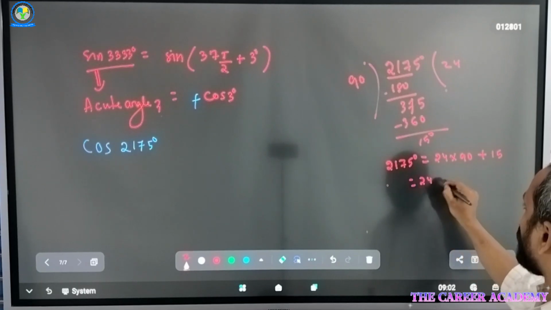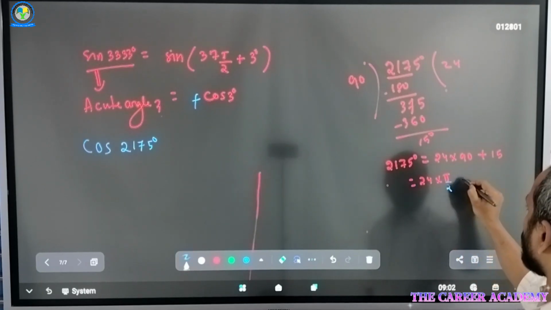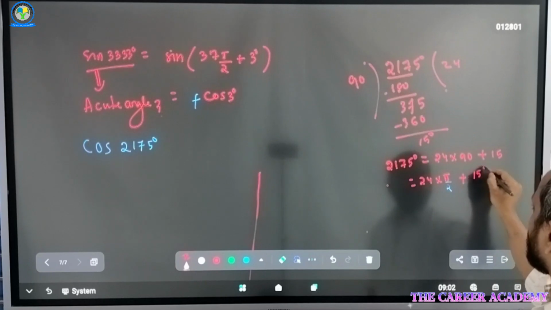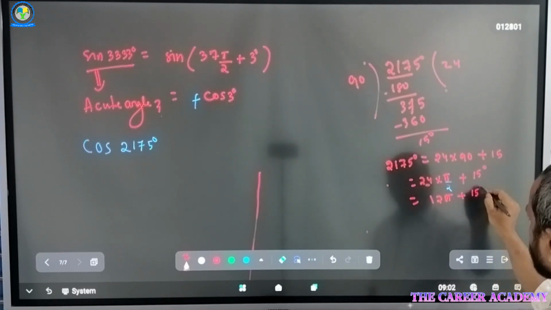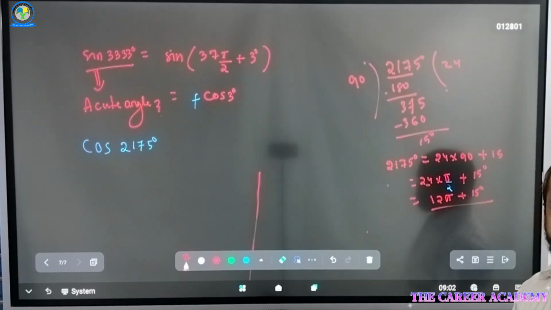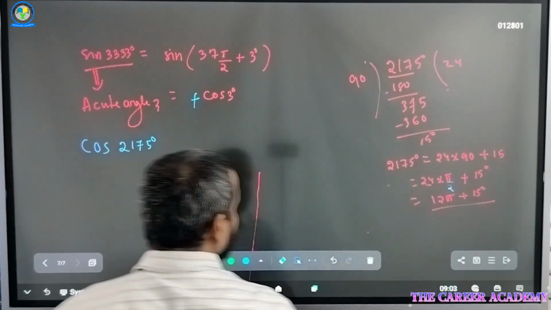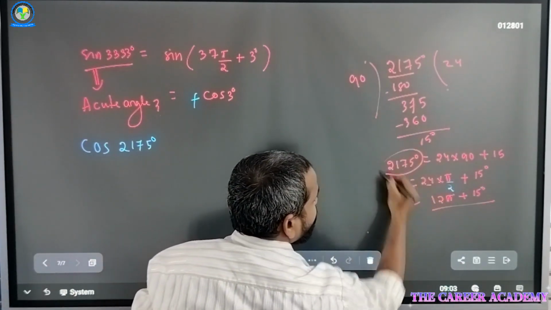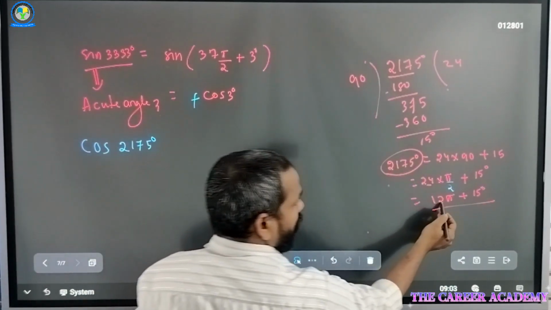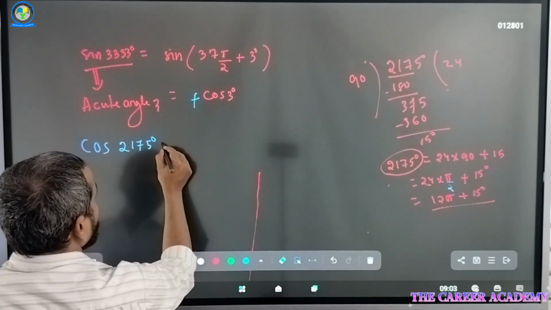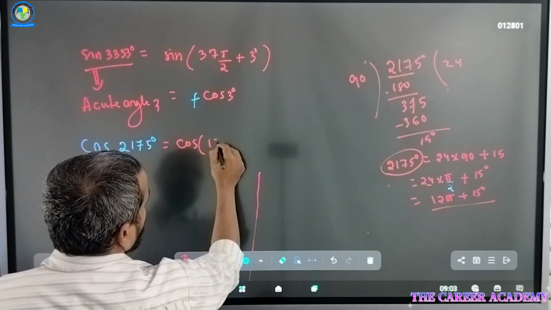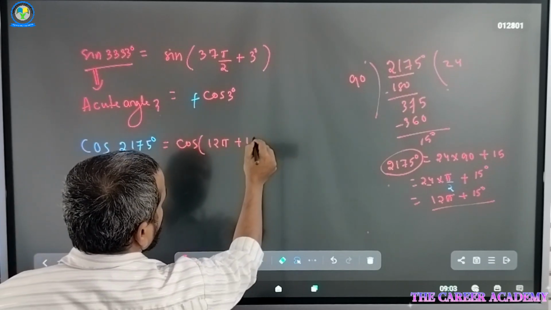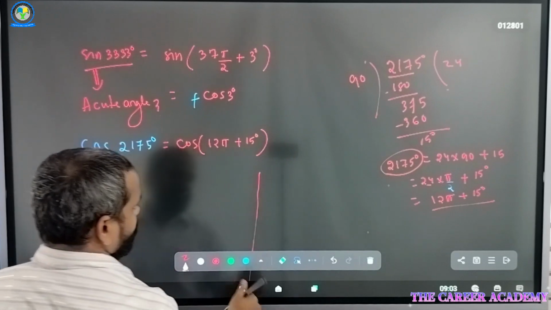That means it is 24 into pi by 2 plus 15 degree. And 24 times pi by 2 is 12 pi plus 15 degree. Understand? That means I can write 2175 degree as 12 pi plus 15 degree. That means we can write cos of 12 pi plus 15 degree.